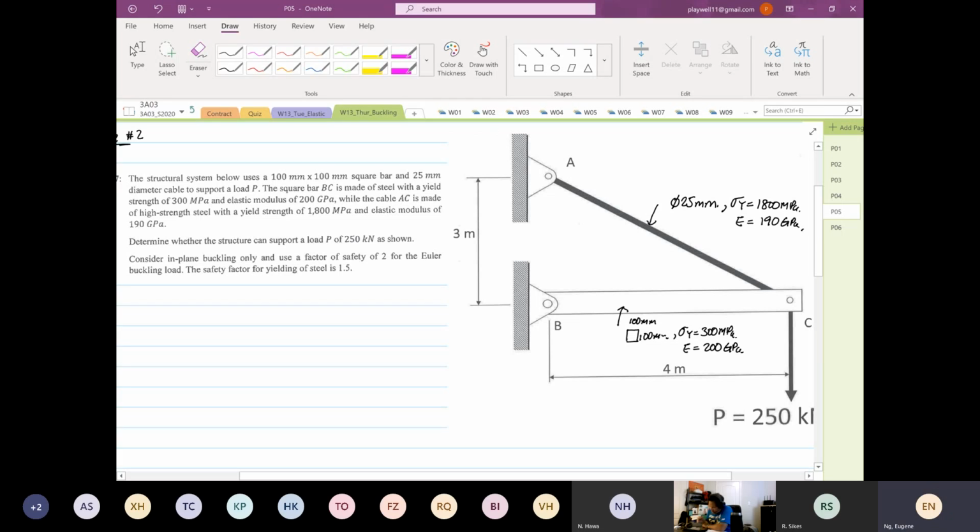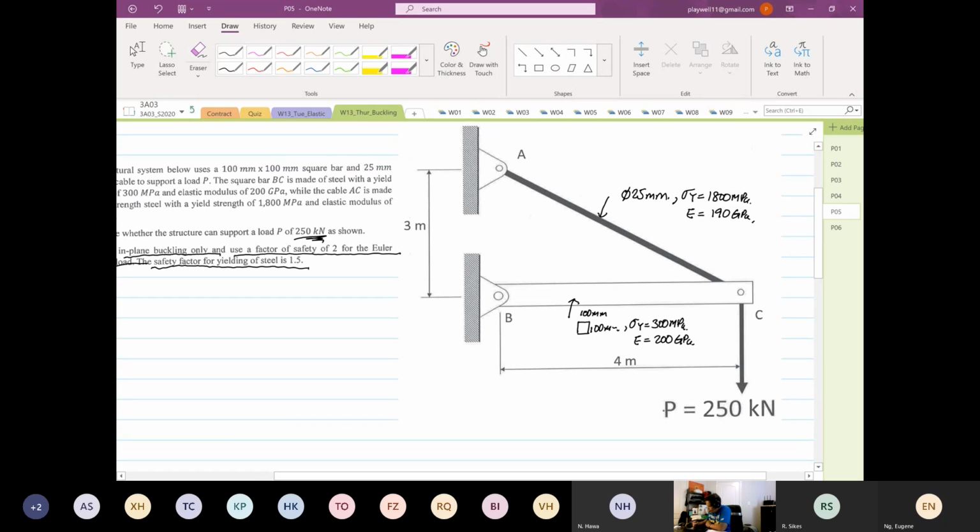So determine whether the structure can support a load of 200 kilonewton as shown. And we only consider in-plane buckling only, okay? And use a safety factor of 2 for the Euler's buckling, right? And the safety factor for yielding of steel is 1.5. Okay, so we are given a safety factor. So determine the structure can support. So can the structure support the 250 kilonewton? Okay.